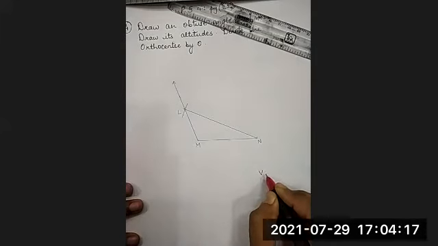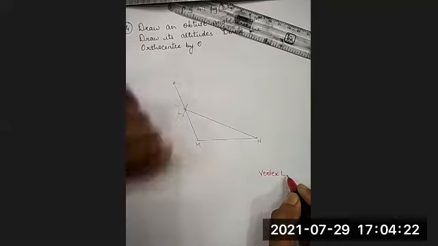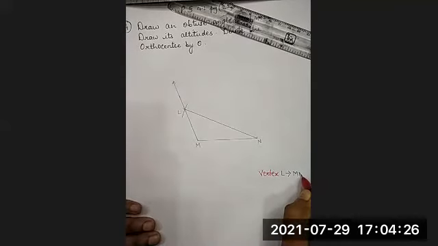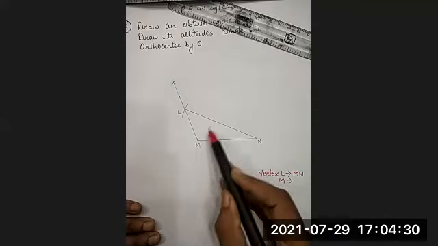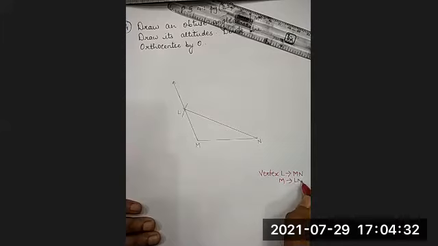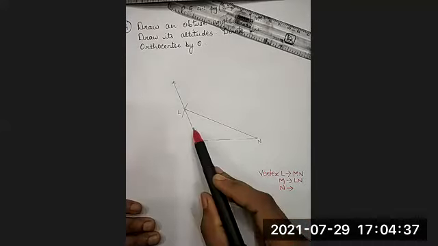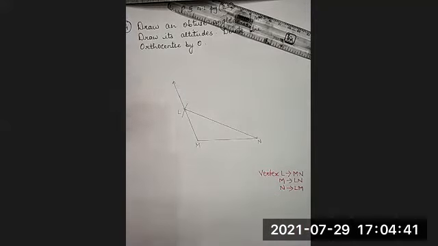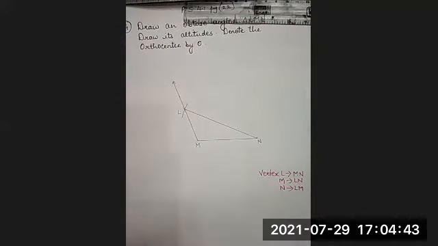So again, for vertex L, the opposite side is MN. For vertex M, the opposite side is LN. And for vertex N, the opposite side is LM. Now what we have to draw? We have to draw altitude. So altitude is a perpendicular from the vertex to the opposite side.